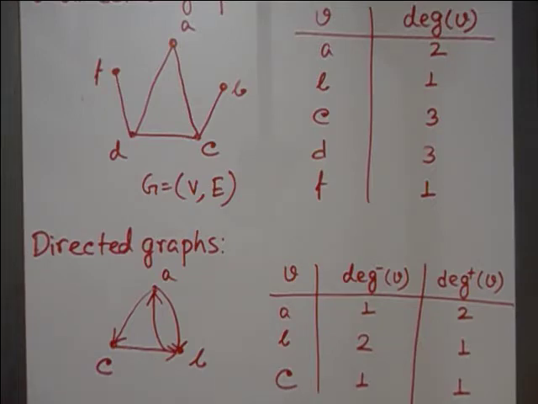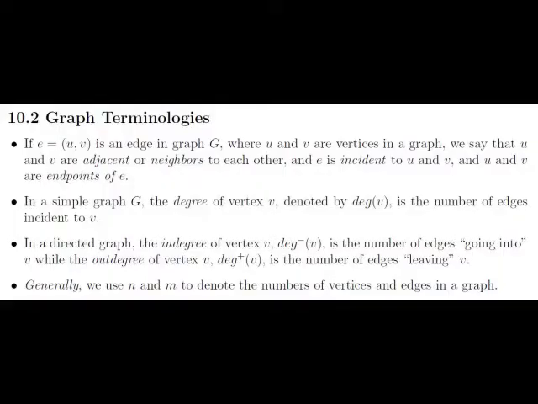Okay, so now we know the in degree and the out degree of each vertex for a directed graph. And the last one, generally we use the letters or the variables n and m to denote the number of vertices and edges in a graph. Generally, it's not a thumb rule, but we prefer these two variables n and m to denote the number of vertices and edges in a graph.